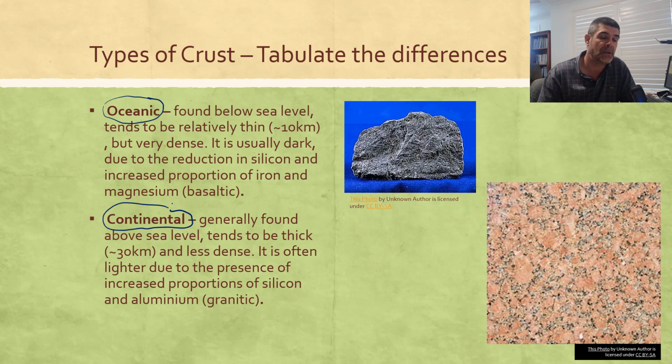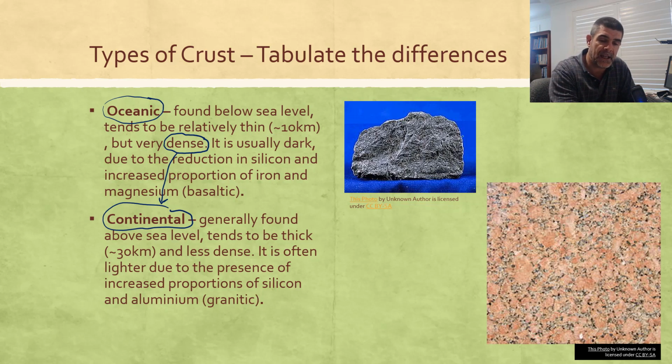It's found below sea level. It's the sort of stuff that we've talked about forming at mid-ocean ridges. It tends to be relatively thin. In fact, when we compare oceanic and continental crust, we find continental crust is way thicker than oceanic crust. But the thing about oceanic crust is it's very dense, and its density is a really important characteristic in comparison to continental crust, because we're actually going to start looking at where two different types of crust meet, what actually happens to them at those sort of boundaries between the plates.